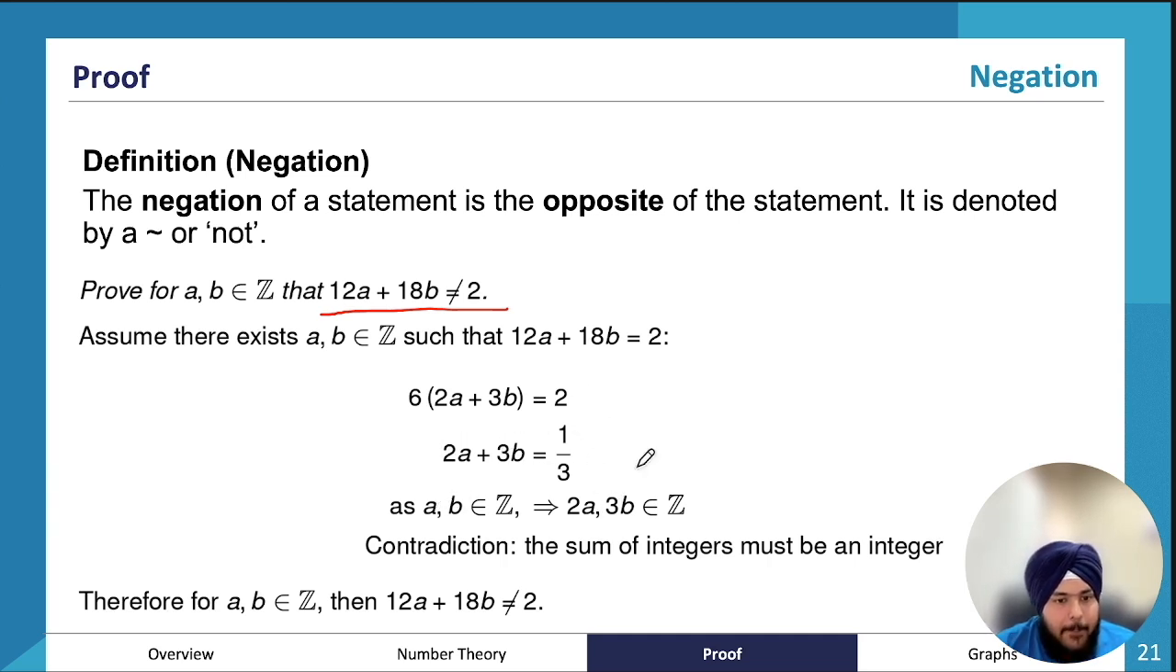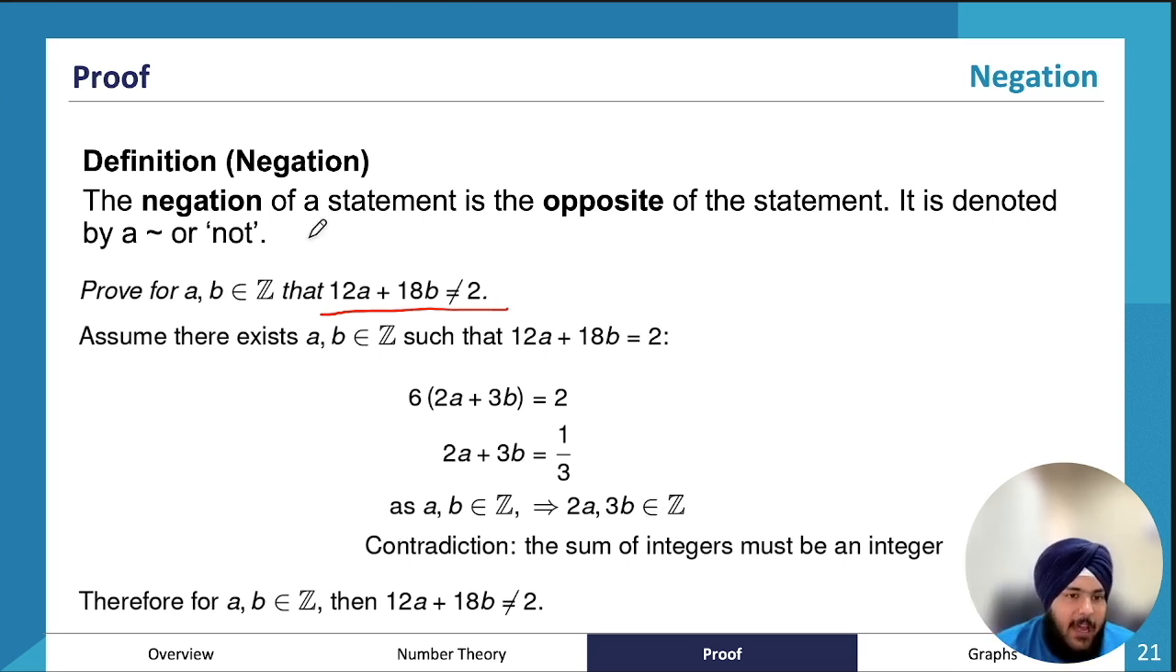A and B we know are integers, so 2A and 3B must also be integers. So again, we see that conditional statement: if we know this is true, then this is true, or this is implied. And then contradiction. We're showing that the sum of integers must be an integer. So if we know that A, B are integers, 2A and 3B will also be integers. If we're adding two integers, how are we ever going to get a fraction?